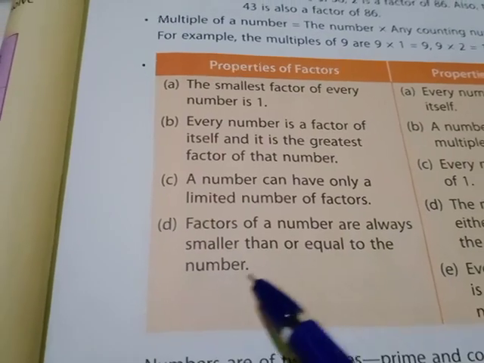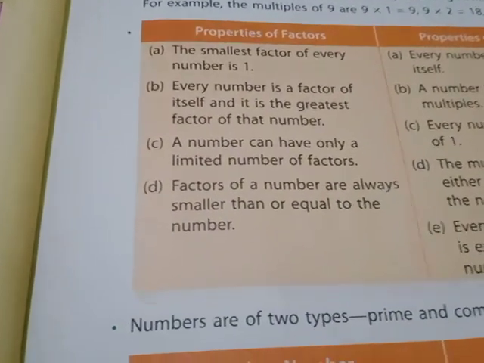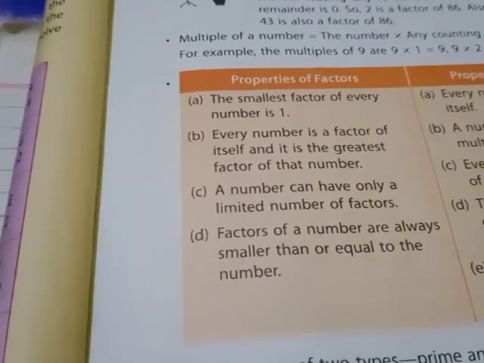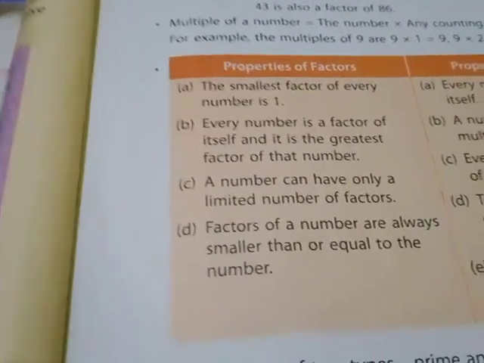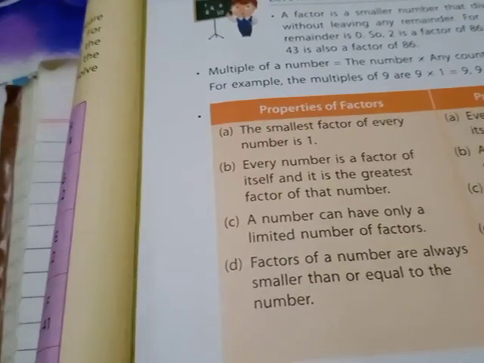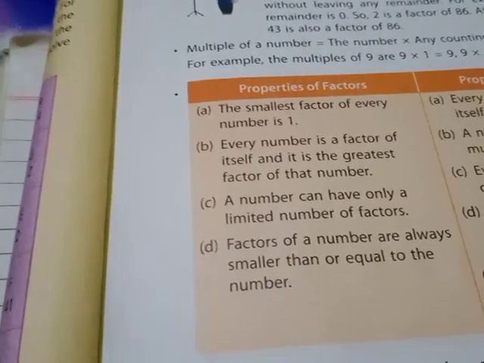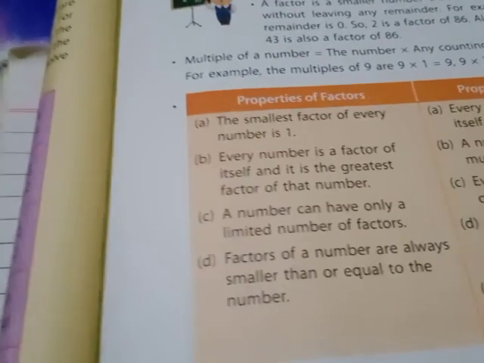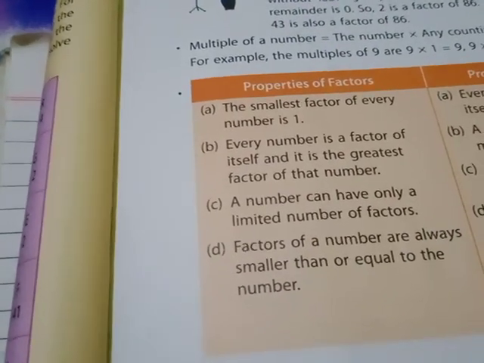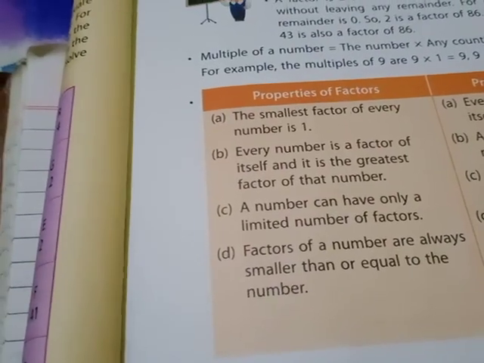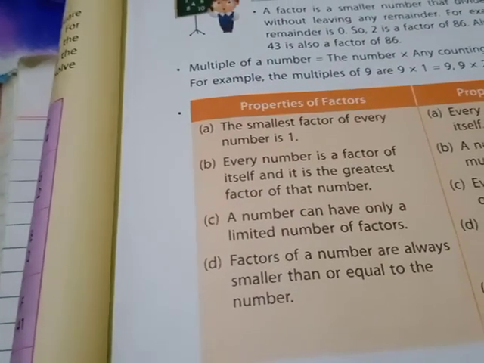A factor of a number is always smaller than or equal to it. Just keep in mind that a number has factors which are smaller than or equal to it. Suppose you have to write the factors of 36. What is the first factor? 1. The second one will be 36 itself. Then 1, 36. Then 2, 3, 4, 9, 12. So all these numbers, that is 1, 2, 4, 9.